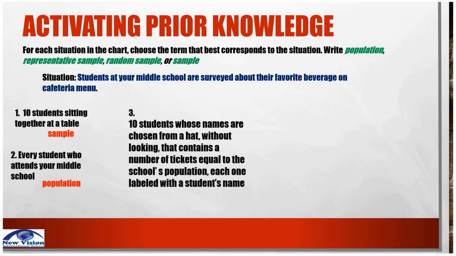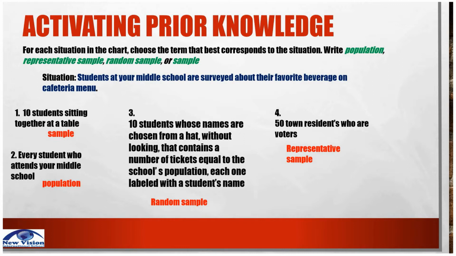Number 3. 10 students whose names are chosen from a hat without looking that contains a number of tickets equal to the school's population, each one labeled with a student's name. Exactly. Random sample. Number 4. 50 town residents who are voters. Excellent. It's a representative sample.